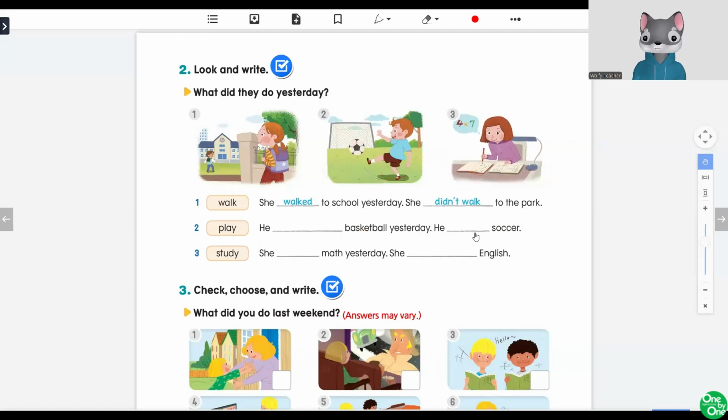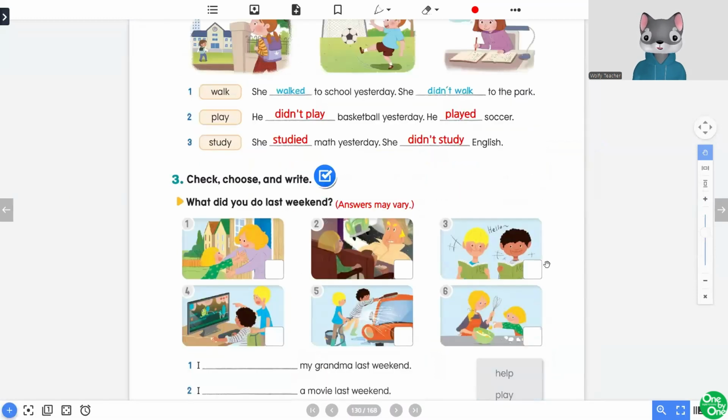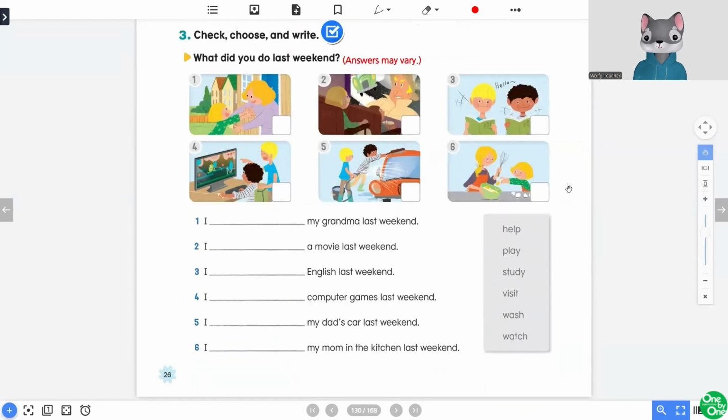So answers may vary, okay? So let's go over the answers together. So I might have my own answers. You may have yours. So let's go over this. Number 1, what did you do last weekend? For me, I visited my grandma last weekend.